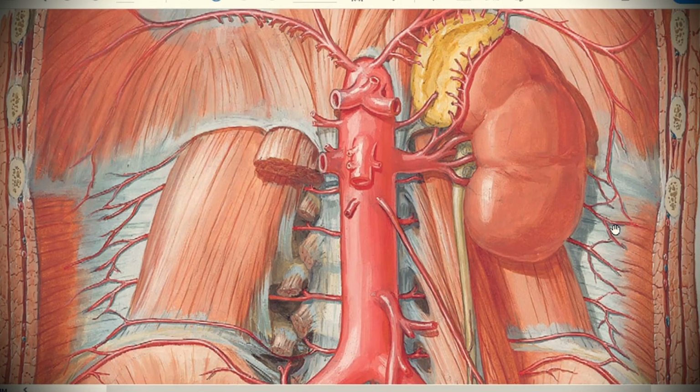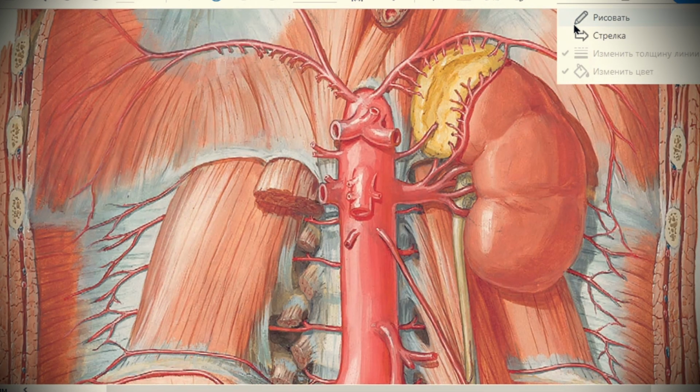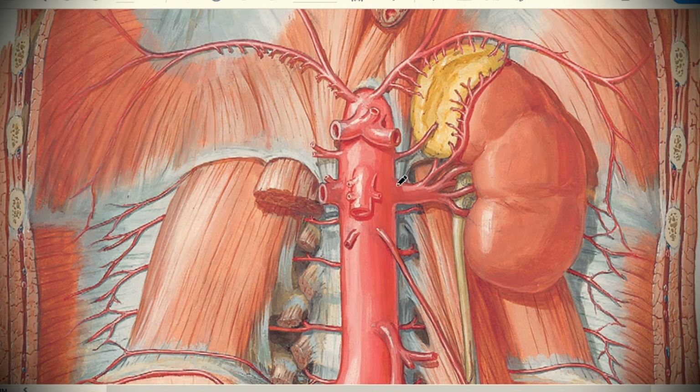Visceral branches. All visceral branches of aorta are subdivided into paired and unpaired branches according to your organs. You remember you have some paired organs inside the abdominal cavity and unpaired. So if you talk about paired branches, first of all, it's arteria renalis.